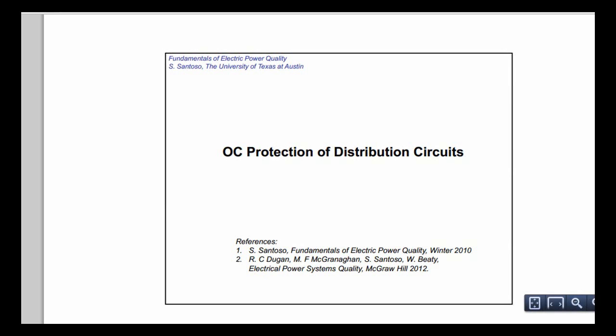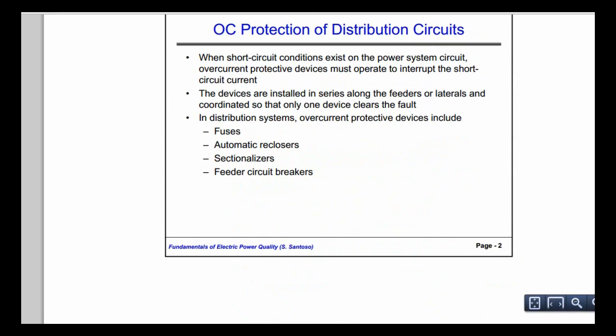So the first thing I'll discuss is overcurrent protection of distribution circuits, the devices that are being used to protect the distribution system in the power system. So we have a case when a short circuit condition exists in the power system circuits. Overcurrent protective devices must operate to interrupt the short circuit current in the minimum time required by the system.